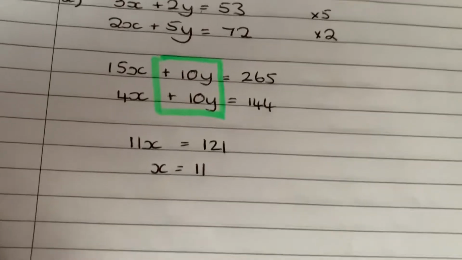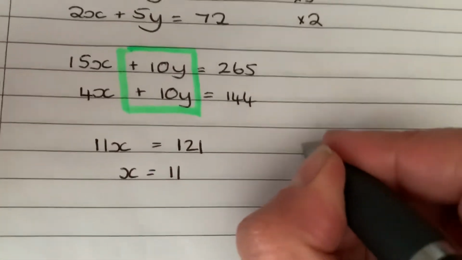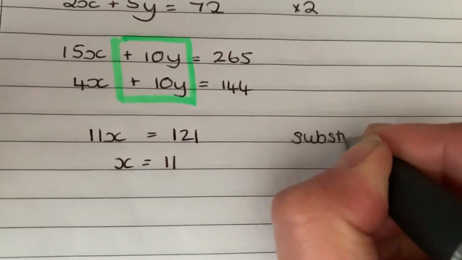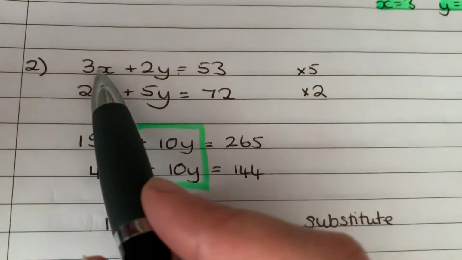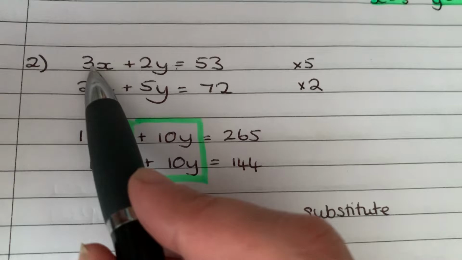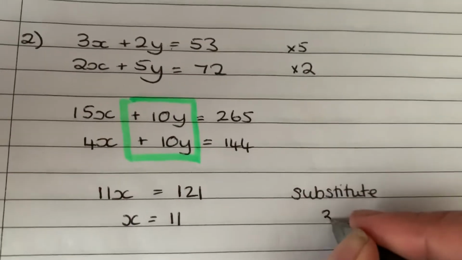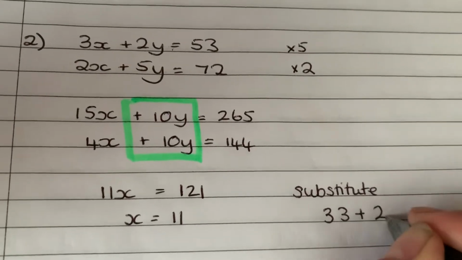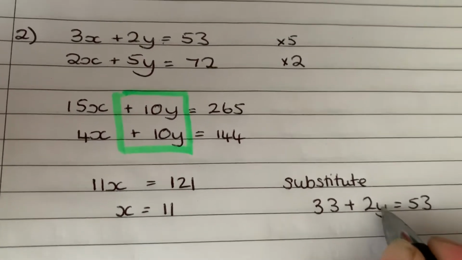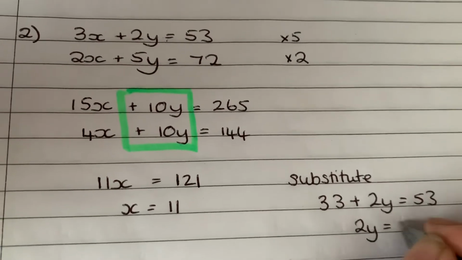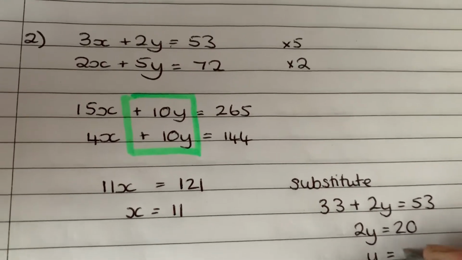Remember, if I know the answer to one, then I can work out the other. So I'm going to substitute it in. Okay, so if I go back to this top one here, I now know that x is 11. So 3 times 11 will be 33. Add 2y makes 53. So that 2y is going to have to be worth 20, isn't it? So 2y is worth 20, and therefore y is worth 10.